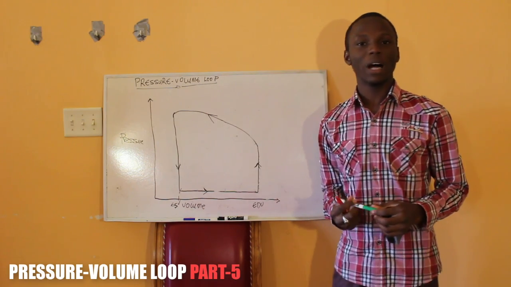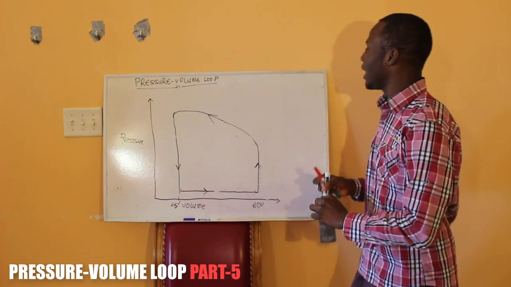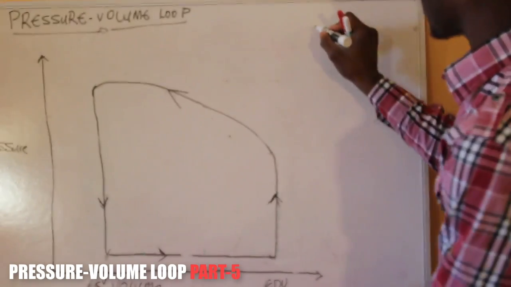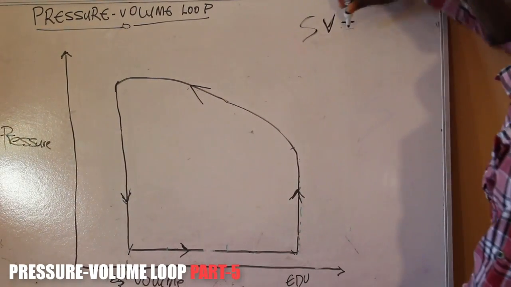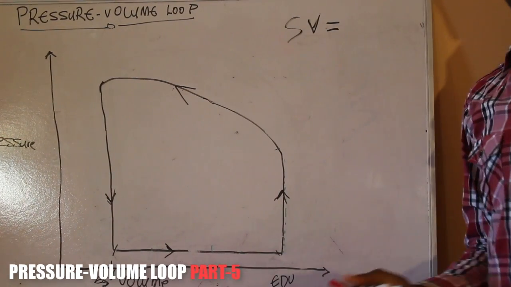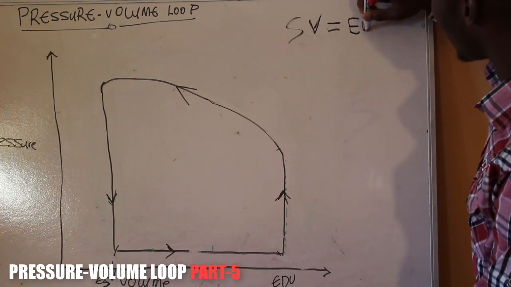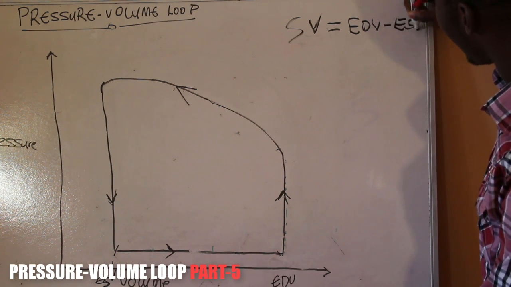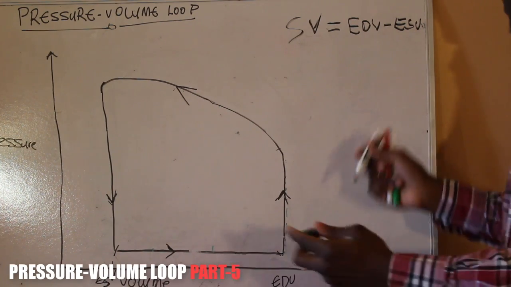But before we talk about that, can you just zoom in a little bit so I can explain a very simple concept there. Let's first explain the concept of our stroke volume and our ejection fraction. Our stroke volume is defined as the difference between our end diastolic volume and our end systolic volume. And that's our stroke volume right there.